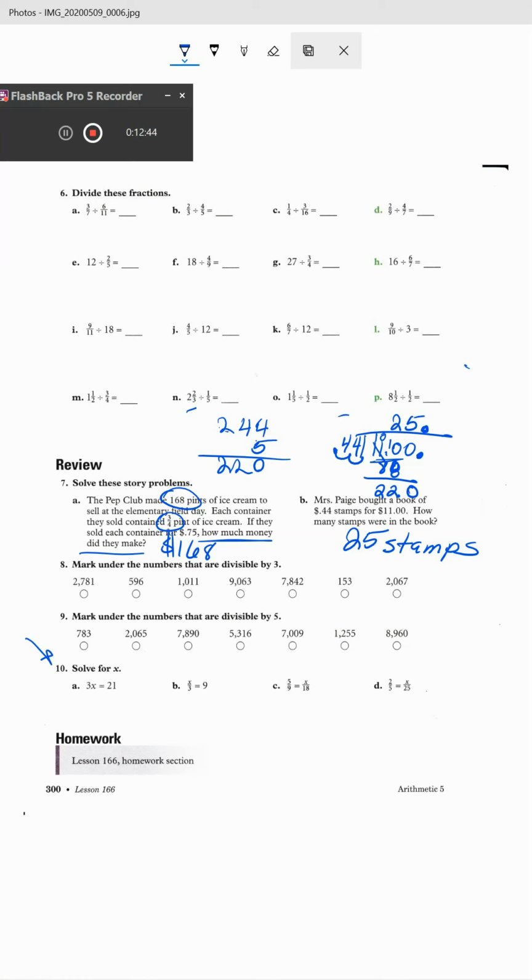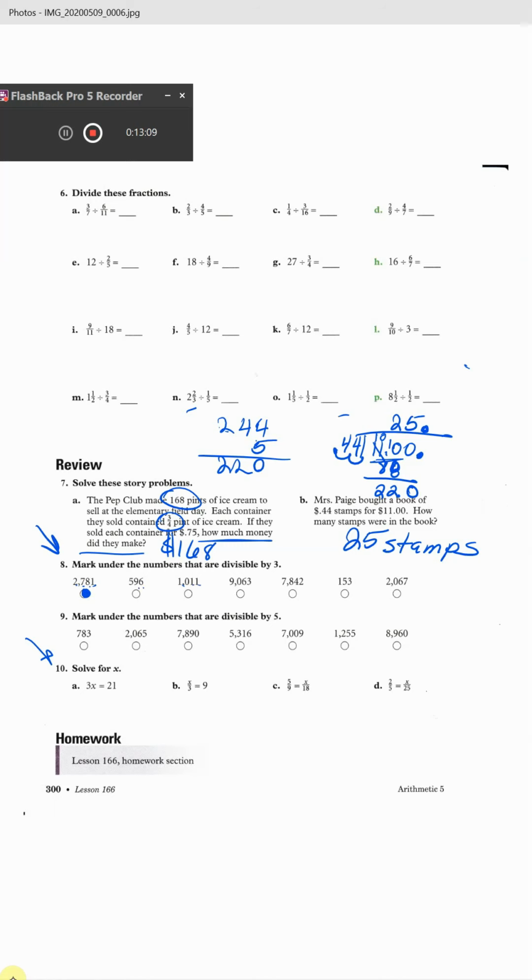All right, mark under the numbers that are divisible by 3. So what's the rule for divisible by 3? You add up the digits. If they're divisible by 3, the whole number will be. So if I take 2 plus 7, 9, plus 1 is 10, plus 8 is 18. Well, 18 goes into 3. 5 plus 9 is 14. 14 plus 6 is 20. That does not go into 3.